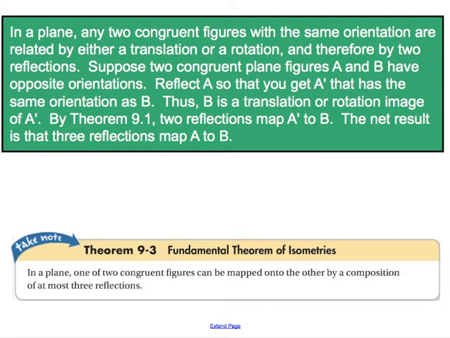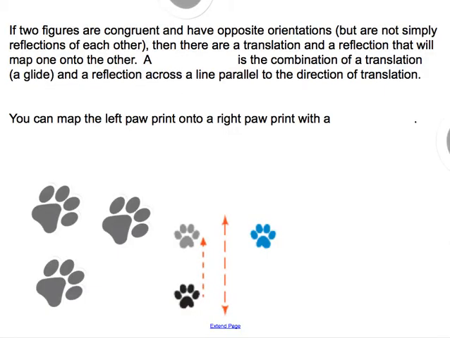So the fundamental theorem of isometry states that in a plane, one of two congruent figures can be mapped onto the other by a composition of at most 3 reflections. So if we have two figures that are congruent and have opposite orientations but are not simply reflections of each other, then there are a translation and a reflection that will map one onto the other.